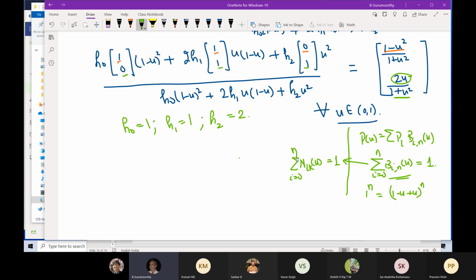Okay? Which means that my basis functions in the spline case as well add up to unity. They are a partition of unity. Now, why am I needing this?